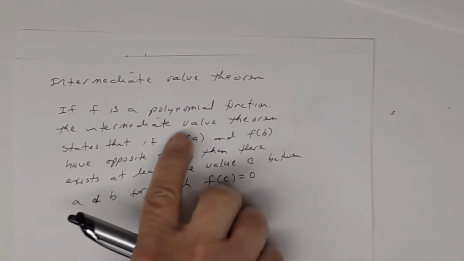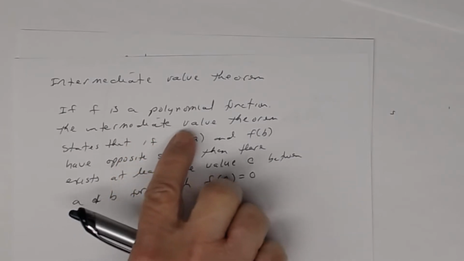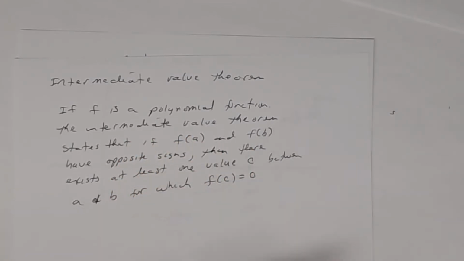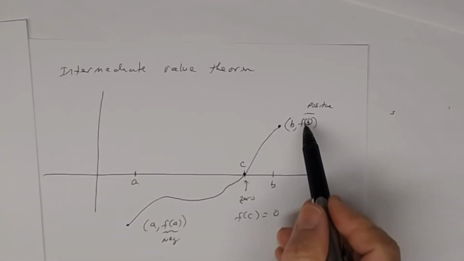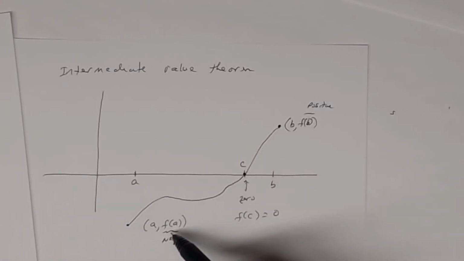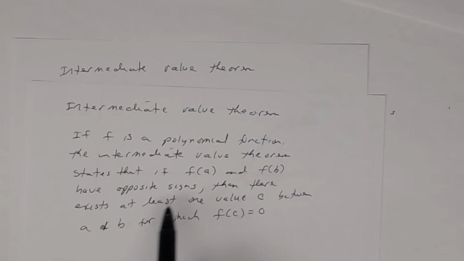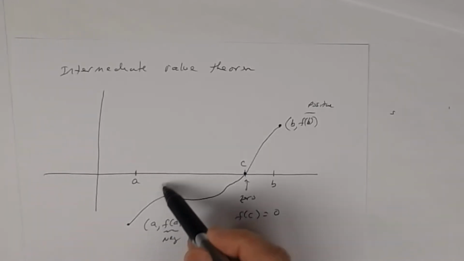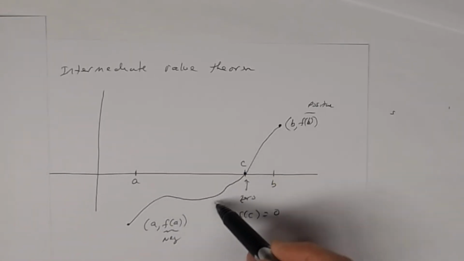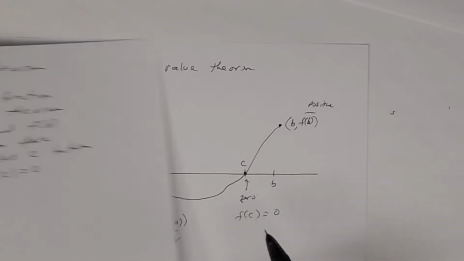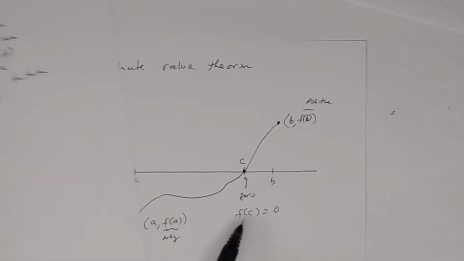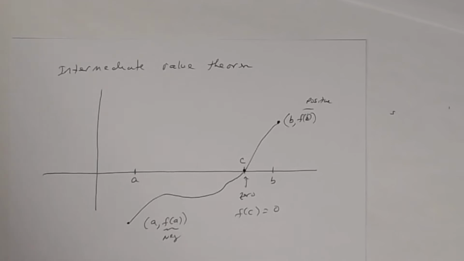So if f is a polynomial function, the intermediate value theorem states that if f of A and f of B have opposite signs, which we saw, this is positive, this is negative, then there exists at least one value C. And remember, it said at least one. It could have gone more than once, but at least one value C between A and B for which f of C equals 0. That's what that says. So that's the intermediate value theorem.